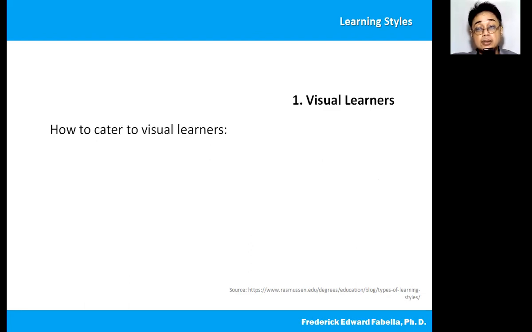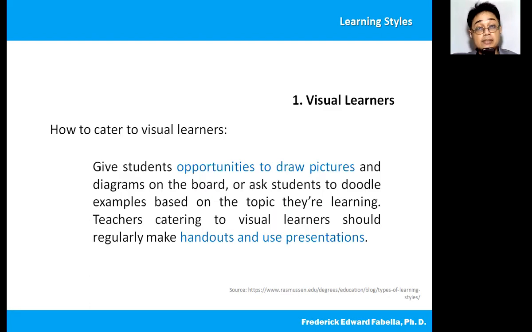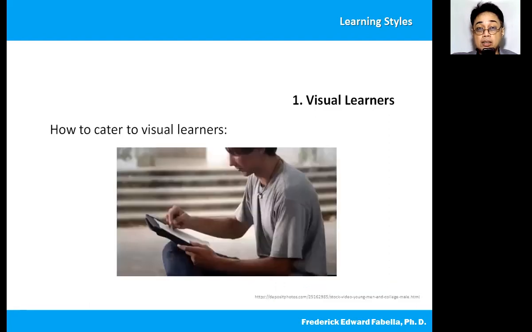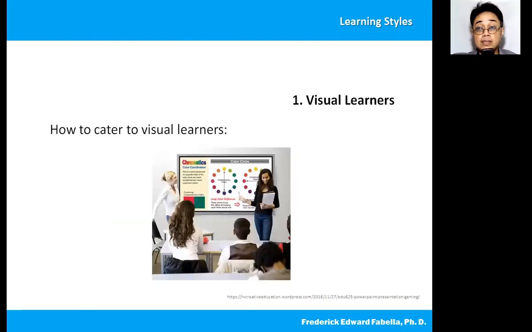So how do we cater to the visual learner? Give students opportunities to draw pictures and diagrams on the board. Ask students to doodle examples based on the topic they are learning. Teachers catering to visual learners should regularly make handouts and use presentations. So look at that picture there. There's a student who is probably making a sketch, drawing, or creating a diagram. And this picture shows us presentations being used by the teacher in order to aid in teaching her students.